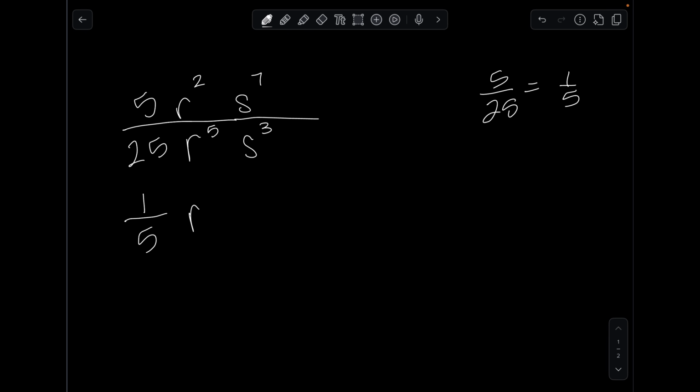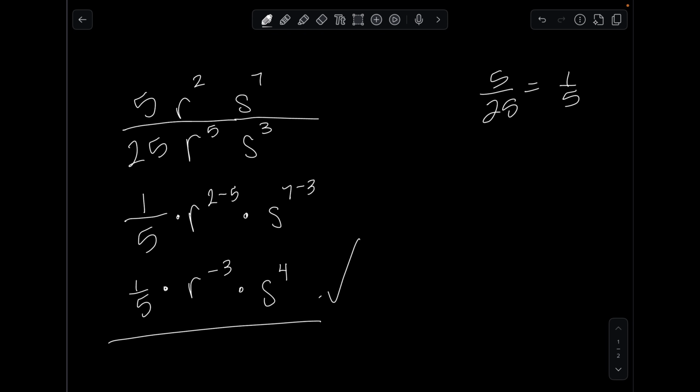And then you take your r. Your quotient rule says if you divide 2 r's like that, you can just subtract the exponents. And then take this s, you're multiplying it by that, 7 minus 3. So you can do it this way. This is another way to do it. 2 minus 5 is what? -3. And 7 minus 3 is +4. So this is the answer.